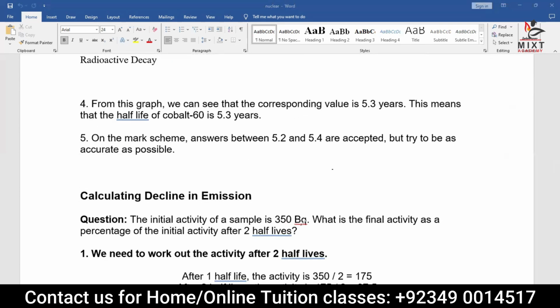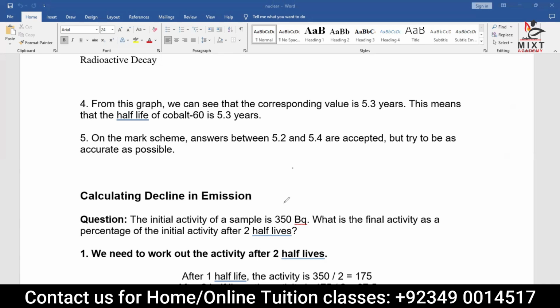Now this is interesting. I want you to write it, please. The initial activity of a sample is 350 Bq. What is the final activity as a percentage of the initial activity after 2 years? Yes, Manu, did you copy? Yes, sir. Okay. Now let's see the thinking of this.